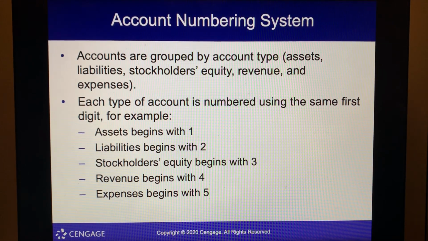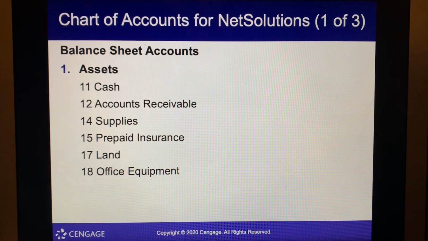Accounting number system. Accounts are grouped by account type: assets, liabilities, stockholders' equity, revenue, expenses. Each type of account is numbered using the same digit. For example, assets begin with 1. I've seen them as 100, and when you have a lot of accounts, I've seen them as 1,000. Liabilities begin with a 2, equities a 3, revenues begin with a 4, expenses 5, and so forth. Again, it just depends. They start with a 1 all the way through 5.